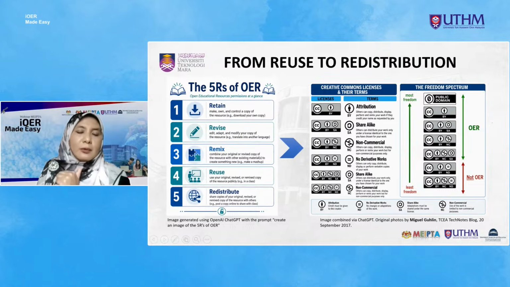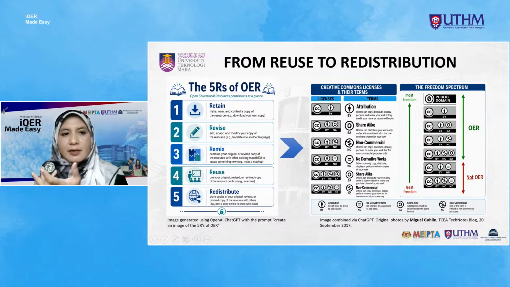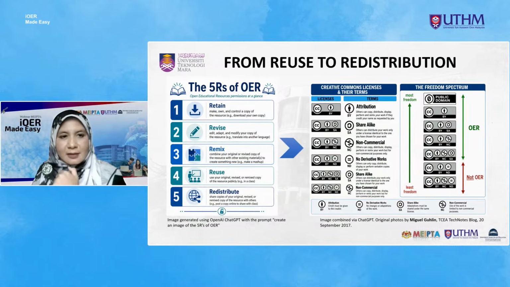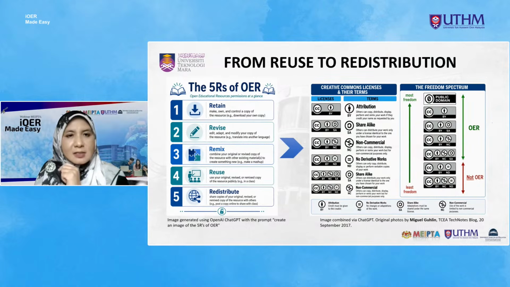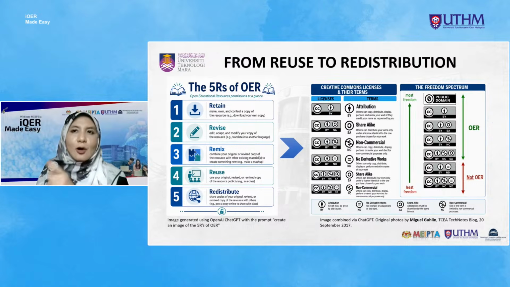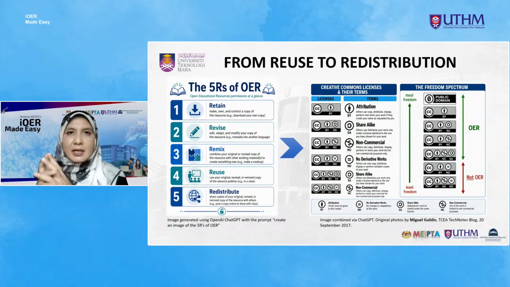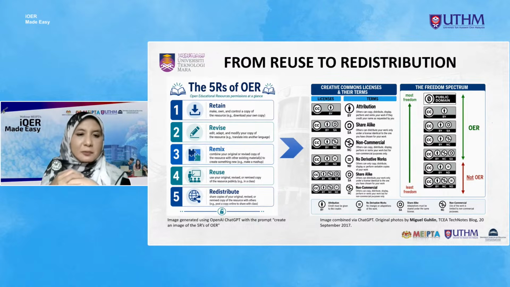Retain means we can make, own, and control a copy of the resource, meaning that when we upload the materials, another person can download our materials and make them their own. So that one is retain. Revise, we allow them to edit, to adapt, and to modify the copy of the resource. Meaning we allow them to translate the materials. Let's say we put in an English version, but they want to translate it into Bahasa Malaysia, into Chinese or another language, so we allow that. They don't have to ask for permission.